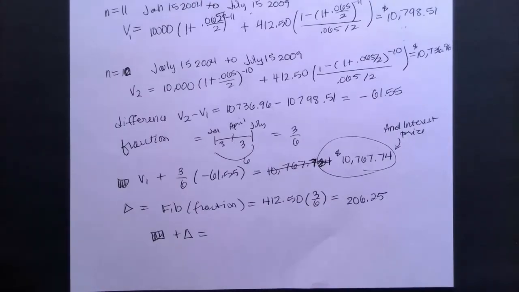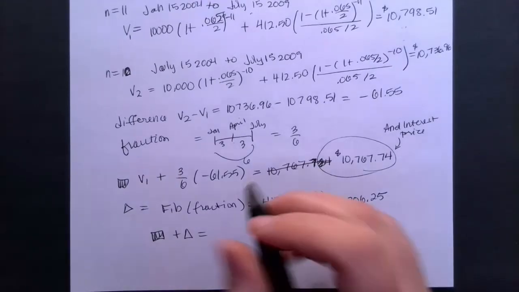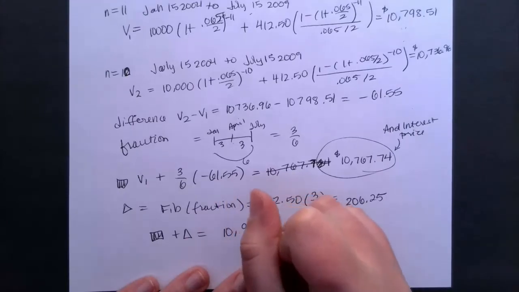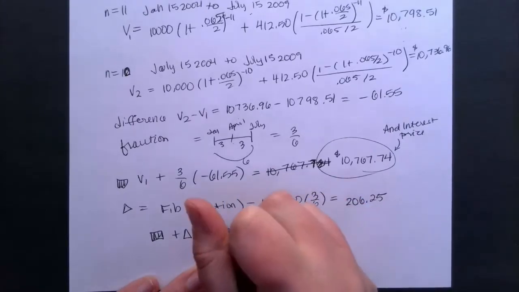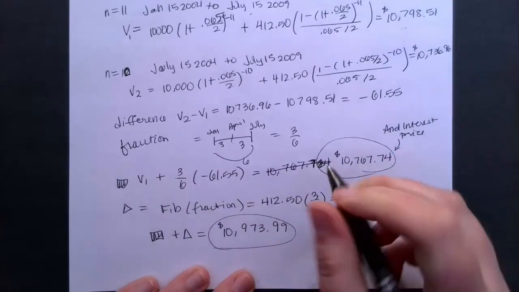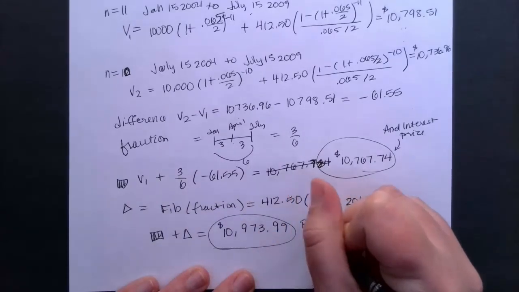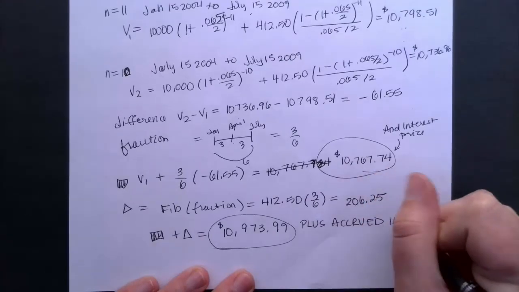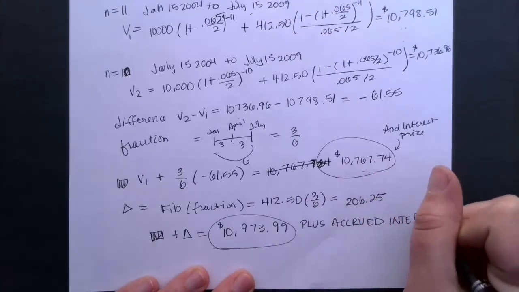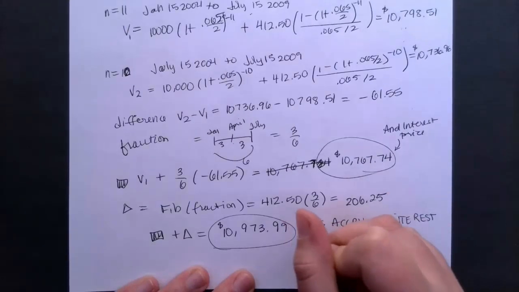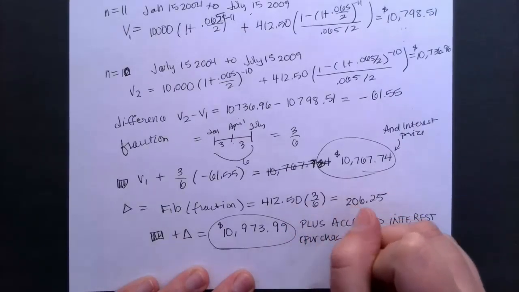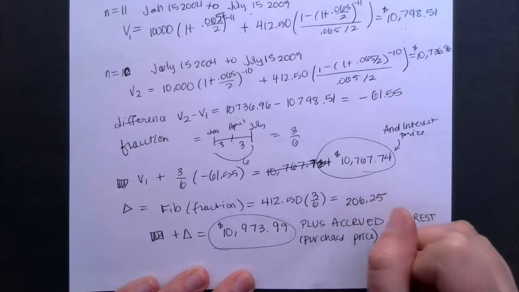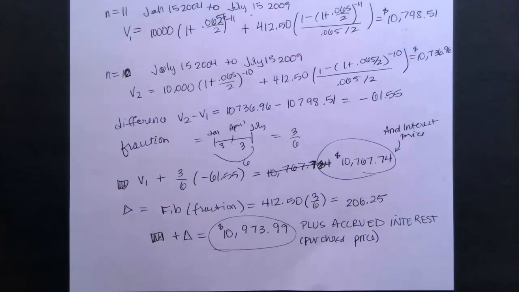So 10,767.74 plus 206.25. So $10,973.99 would be our plus accrued interest. Okay, so this is going to be the purchase price. The plus accrued interest price is the purchase price.